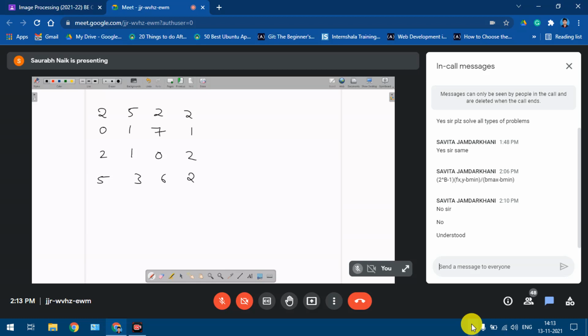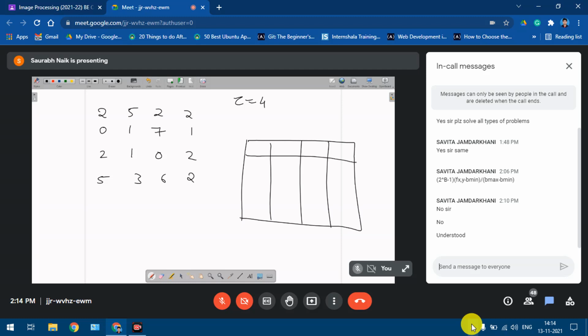Now, threshold filtering is the same as neighborhood averaging, but we just have to check whether the difference between the two is greater than the threshold, which is given as tau equal to 4. Now, at 0, 0, I will just quickly do this calculation.